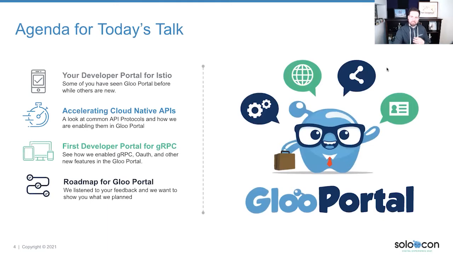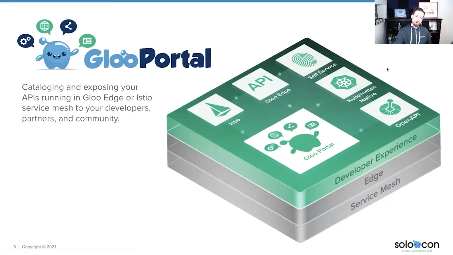For today's agenda for the talk, again, we're going to be talking about a developer portal for Istio, why you need it, why it's important for your API business or your API growth. We're going to be talking about accelerating cloud-native APIs. And then we're going to be talking about the first developer portal for gRPC. Just a hint, it's going to be the Glue portal. And then lastly, after we demo all the new features in Glue portal, we're going to be talking about the roadmap for the portal.